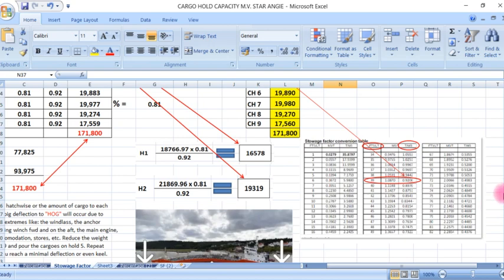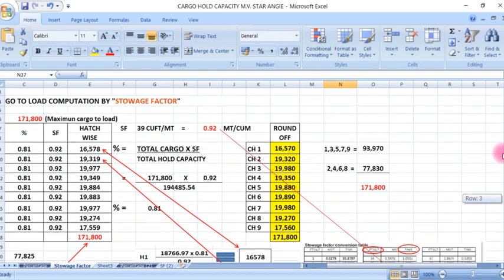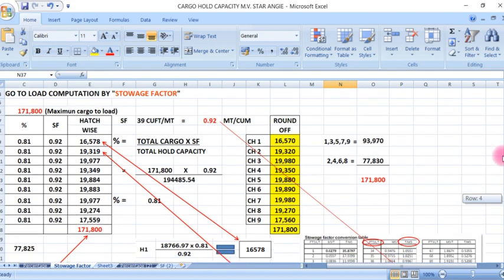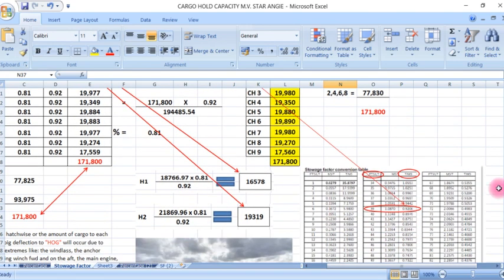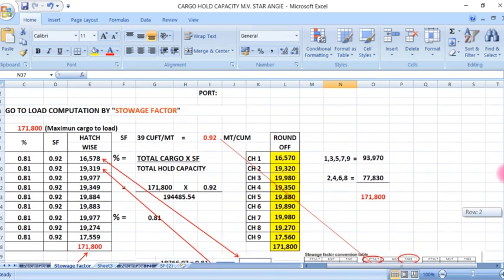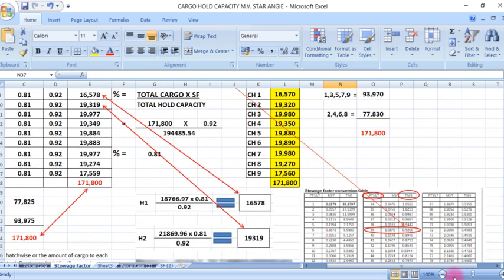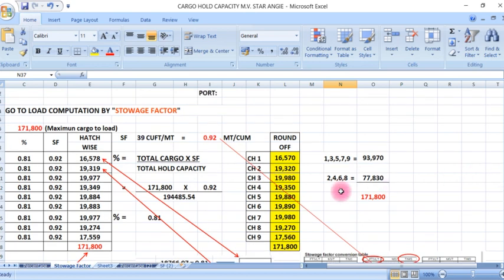So your stowage factor is 39 cubic feet per metric ton. So here is your 39, and in the column of cubic meter per metric ton, you get a value of 92. So you get here 92. So this is your value of 92.